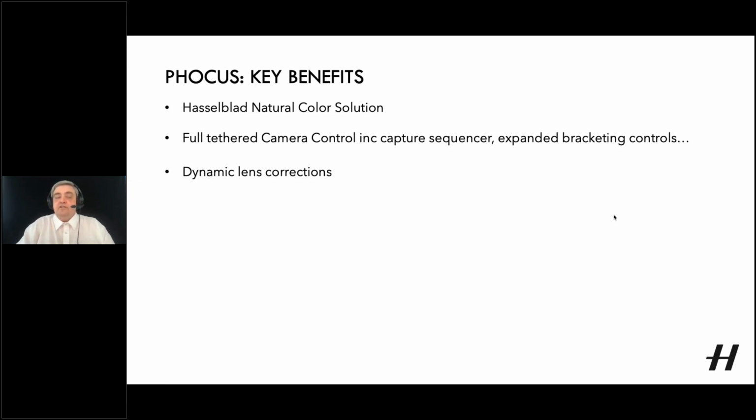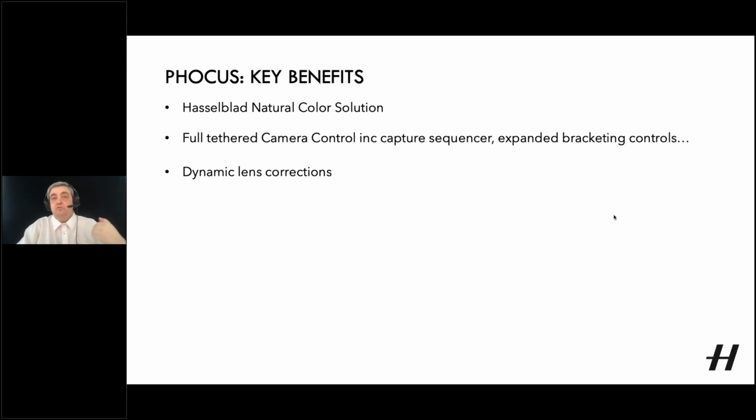Dynamic lens corrections. The key thing here for Phocus, in comparison, let's say, to Adobe products, is that in Phocus the lens corrections are fully dynamic, so they take into account your focus distance and the focal length being used. If it's a zoom lens, it's not just picking a wide, a middle, and an end, it's the exact focal length. The aperture in use, all of these things are taken into account.